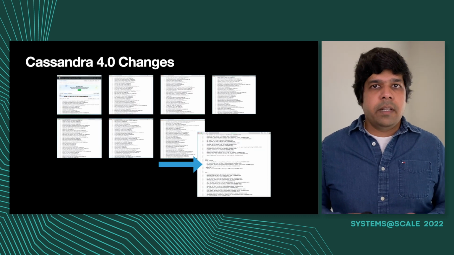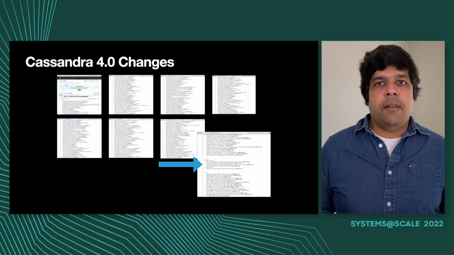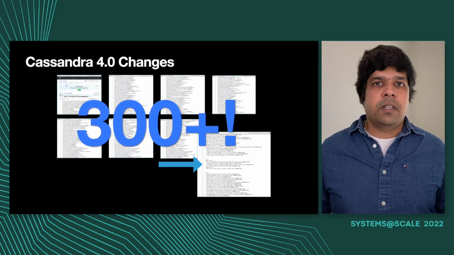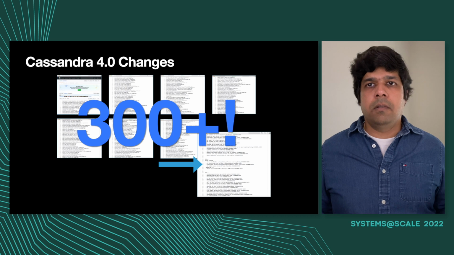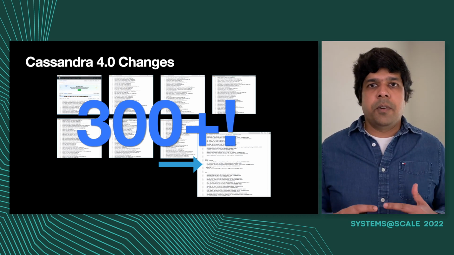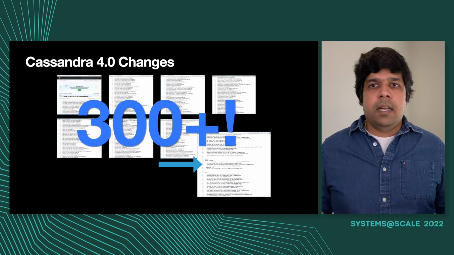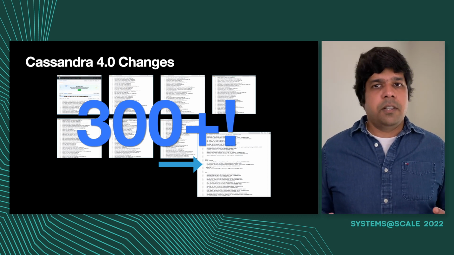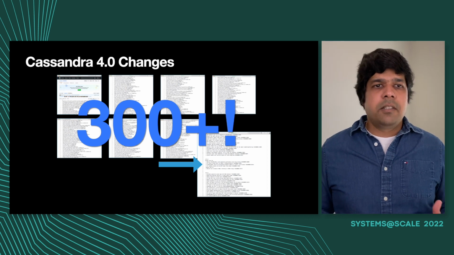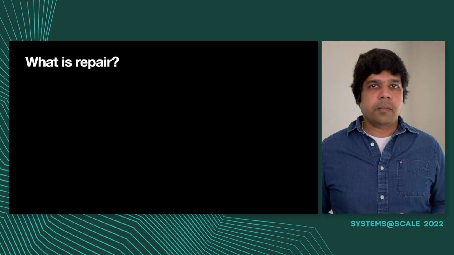With Cassandra 4.0, we bring in a huge number of changes. We have over 300 bug fixes, features, and enhancements that have gone into the database. These have been contributed by several key industry players that use Cassandra at scale. The number and complexity of changes is truly mind-boggling. Let's look at some of these changes in Cassandra 4.0.